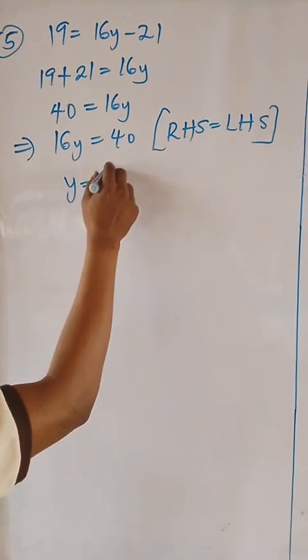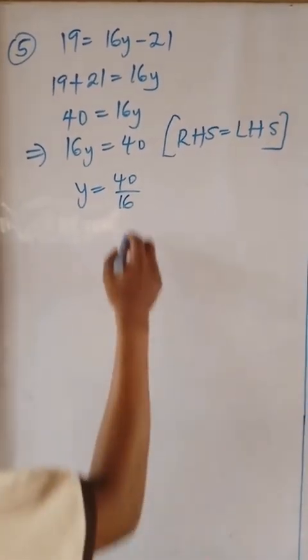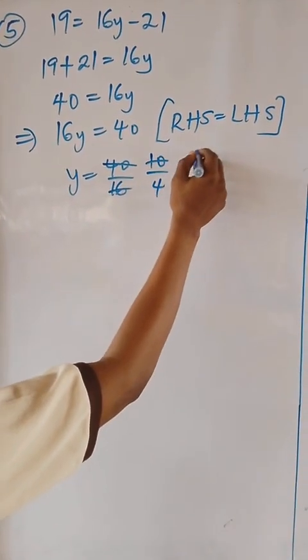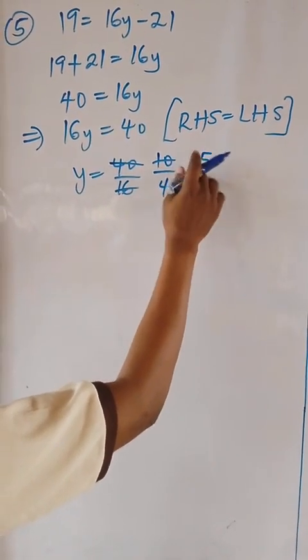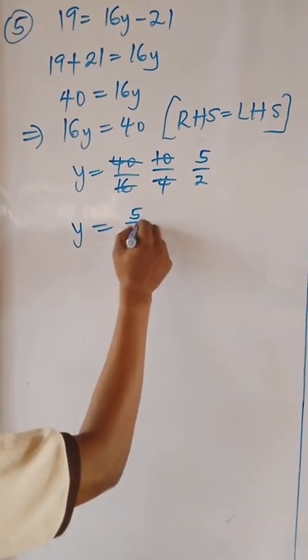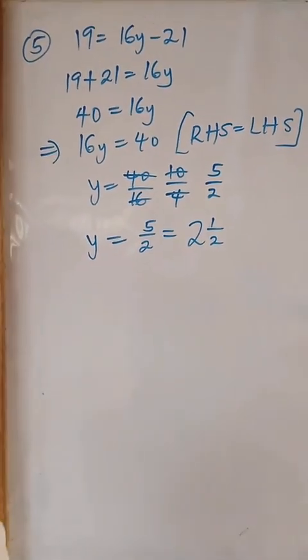Then y is equals to 40 over 16. So we are going to reduce this. 4 here 10, 4 here 4, 4 here 5, 2 here 5 rather, 2 here 2. So our y is equals to 5 over 2, which is the same thing as 2 and 1 over 2.